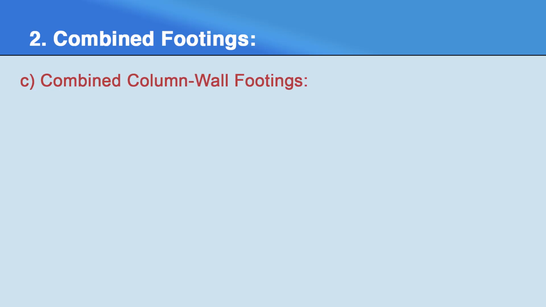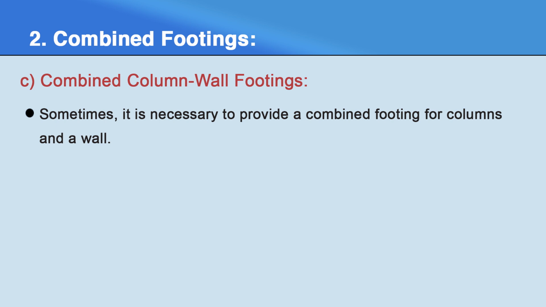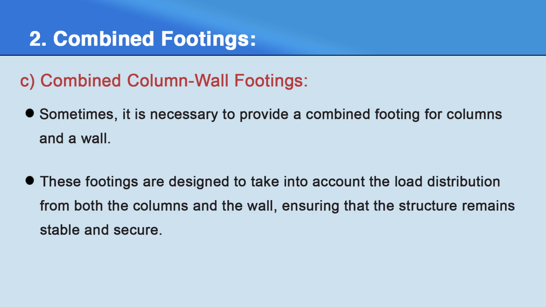Then the next is combined column wall footings. Sometimes it is necessary to provide a combined footing for columns and a wall. These footings are designed to take into account the load distribution from both the column and the wall, ensuring that the structure remains stable and secure.